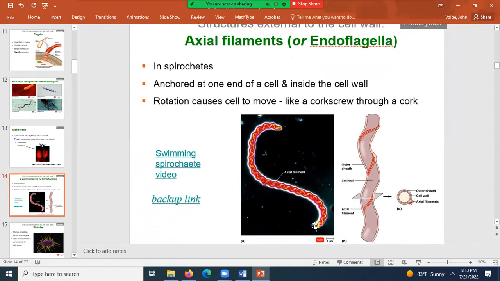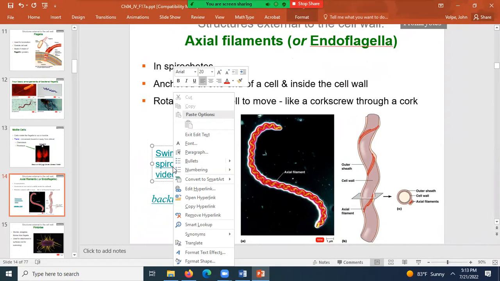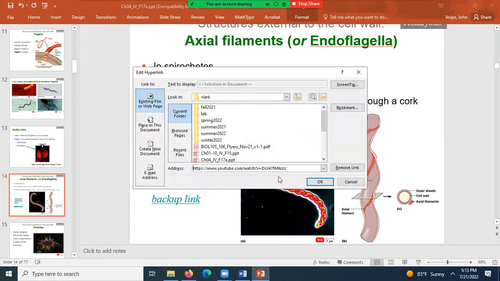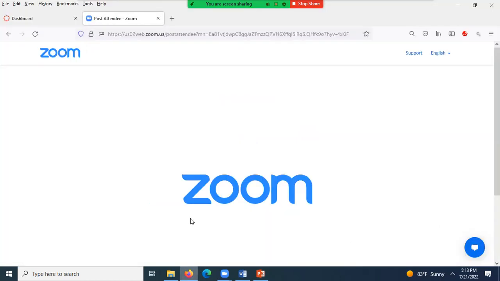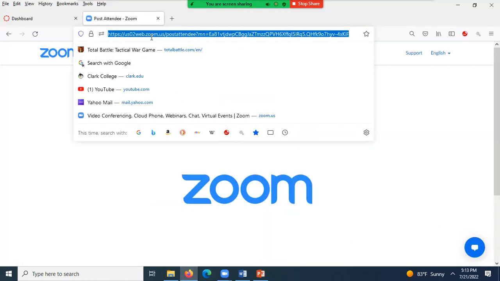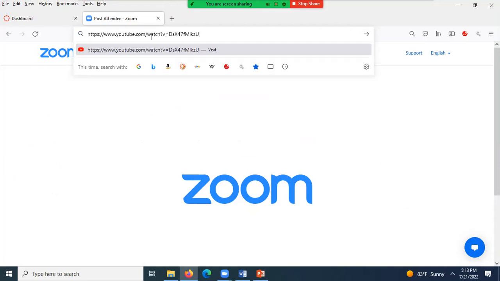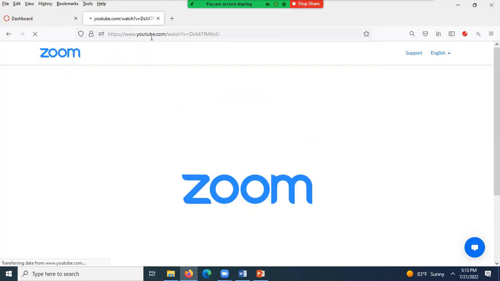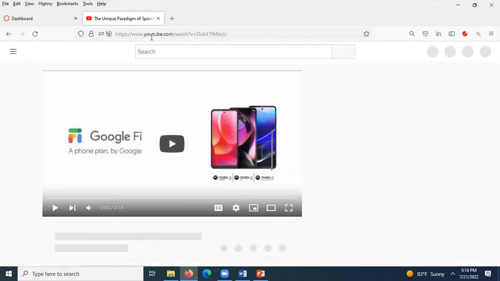The endoflagella cause the cells to have a characteristic corkscrew-like movement, which I'll try and show you. Only the spirochetes move this way. It allows them to swim.